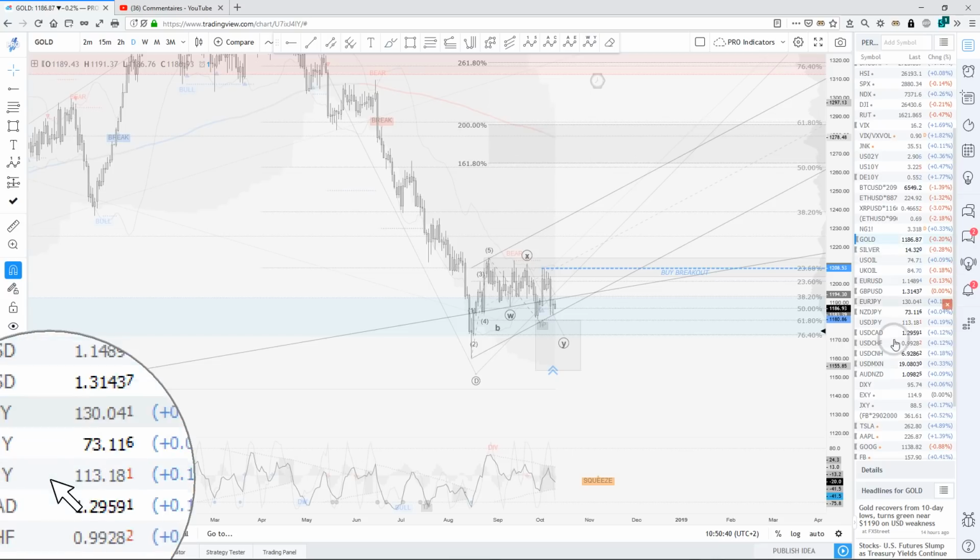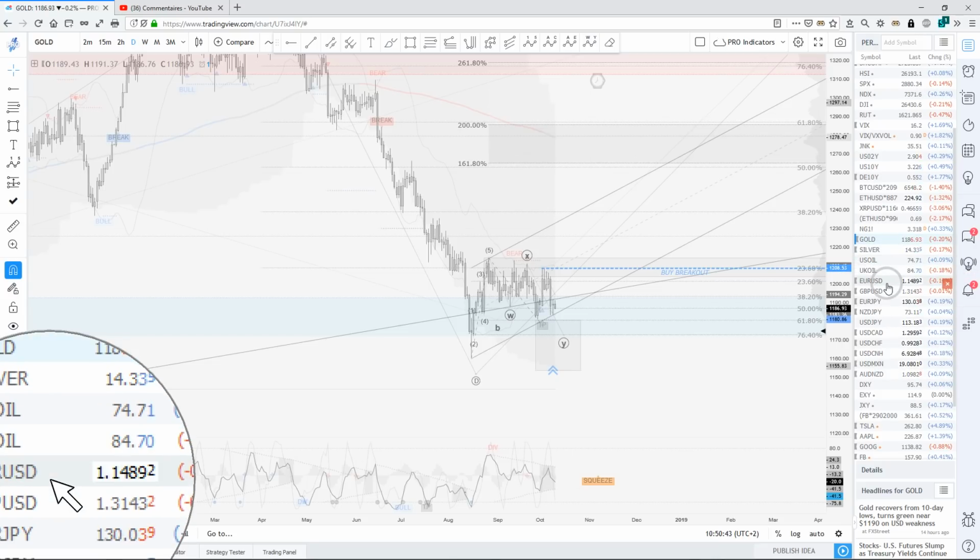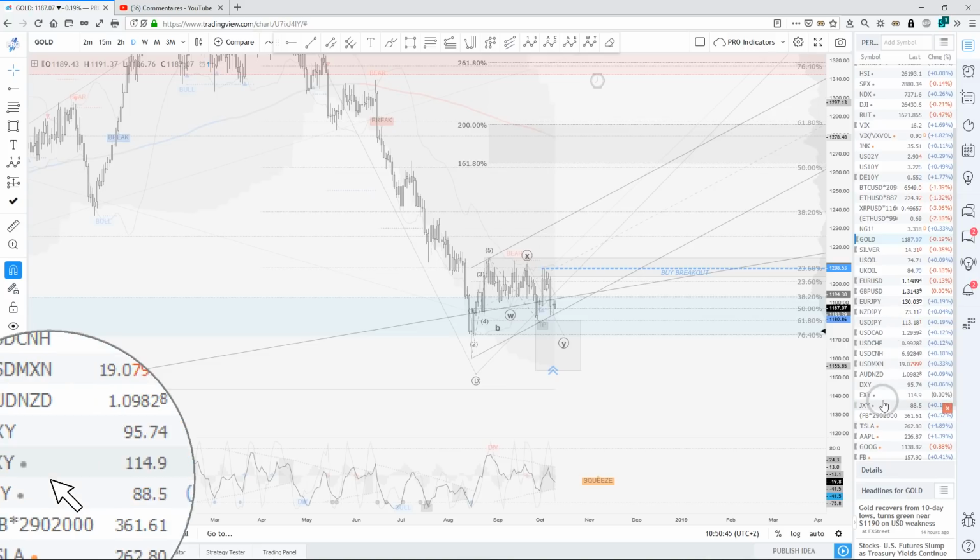Same thing goes for silver. I'm still waiting for US dollar to trigger. But today we have to talk about euro dollar, a new scenario that will show up.